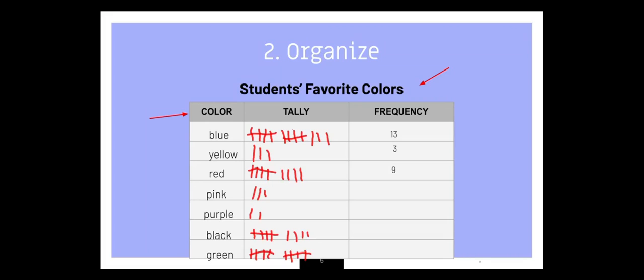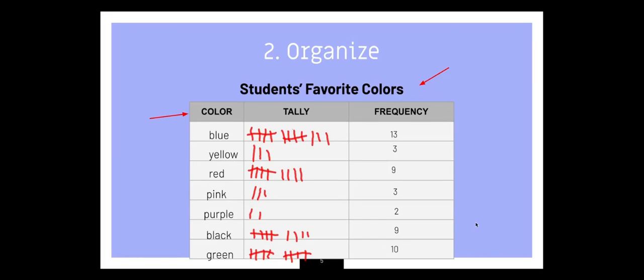Red, we had 9 responses. For pink, there was 3. Purple got 2 responses. Black got 9. And green got 10. So now our frequency table is complete, and we can start to really think about what our table is telling us. What information is it giving us? We can start to answer some of those questions.